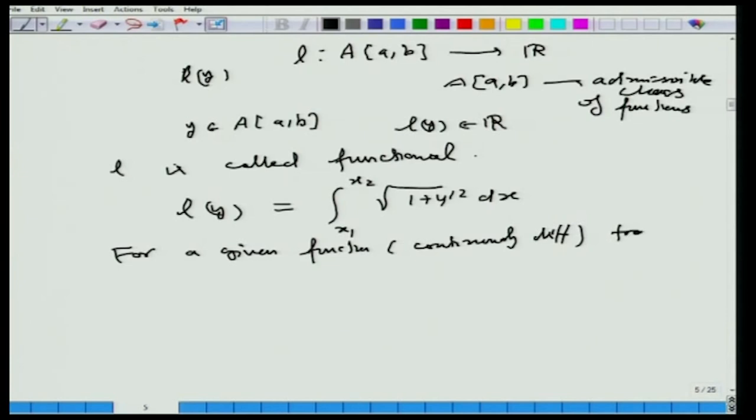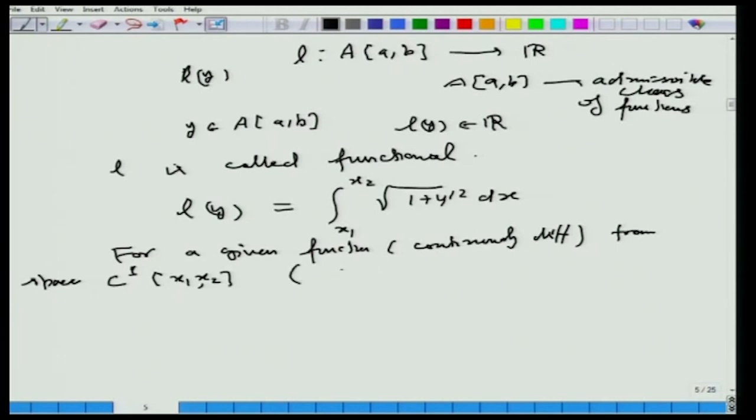from the set, or from the function space, we call it C 1 of x 1 to x 2. C 1 means continuously differentiable. It is the space of all continuously differentiable functions from the interval x 1 to x 2 into R. So, this is the space of all continuously differentiable functions.